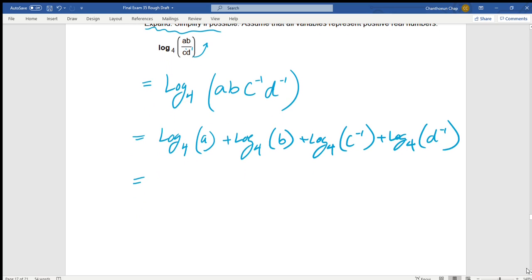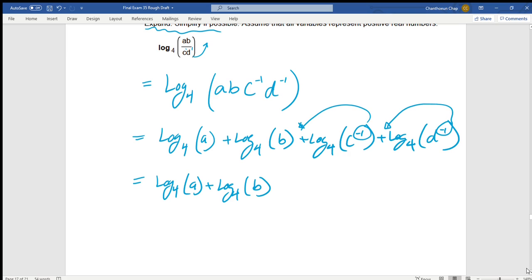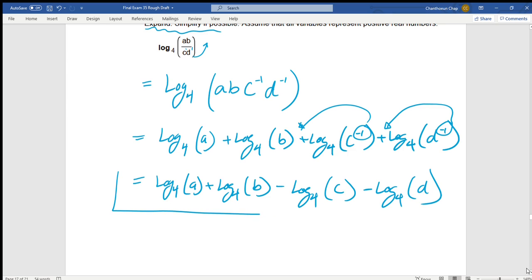And then I'm going to use the power rule. This is log base 4 of a plus log base 4 of b. And this negative here, I'm just going to bring that to the front using the power rule. So that's negative log base 4 of c minus log base 4 of d. It's quite a long solution, but it's not too difficult to do.